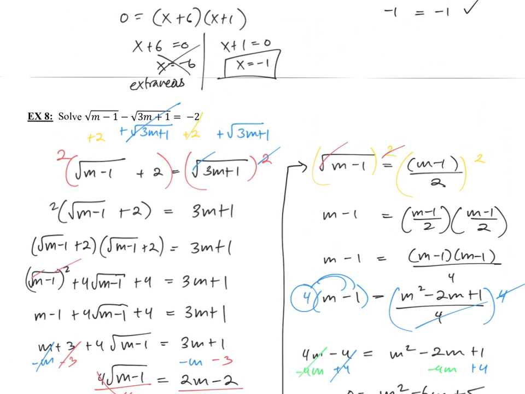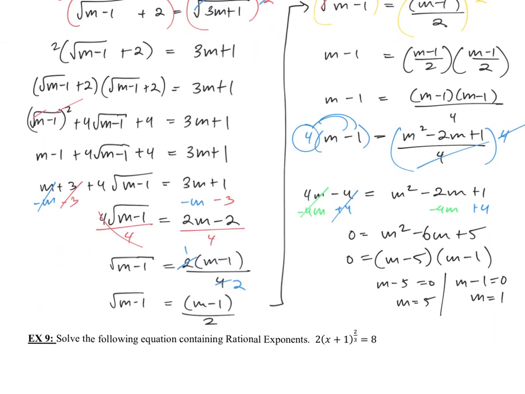So 5, let's see. If I plugged 5 in here, I would get the square root of 4, which is 2, minus 3 times 5 would be 15 plus 1. Square root of 16 is 4. So 2 minus 4, does that equal negative 2? It does. Okay, so the 5 checks out.